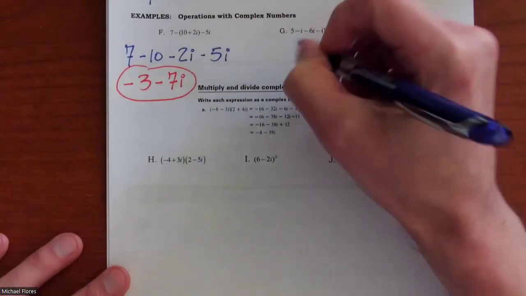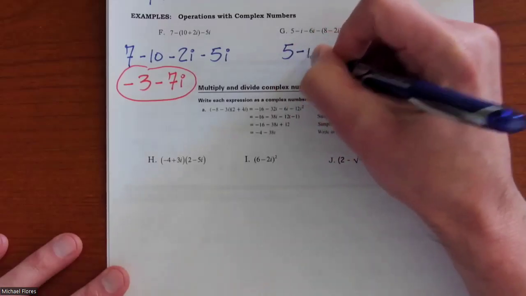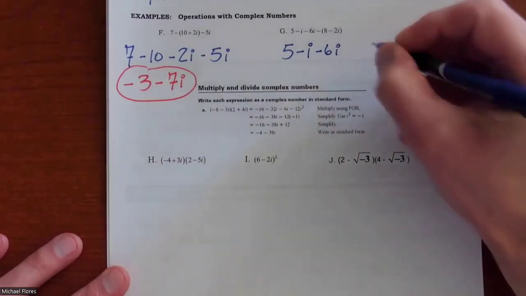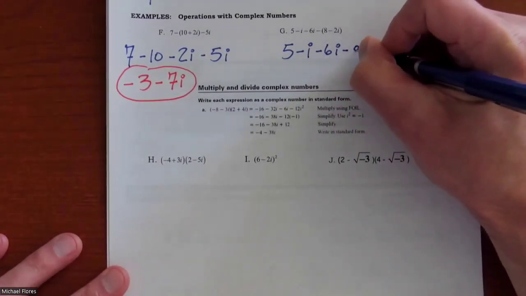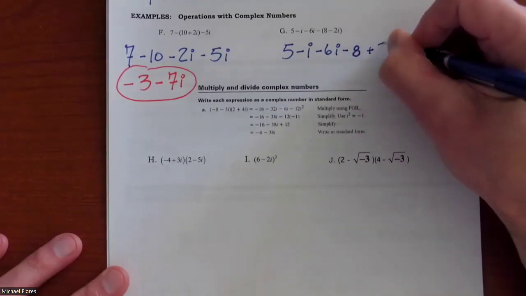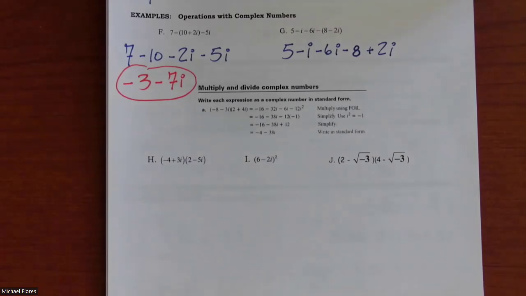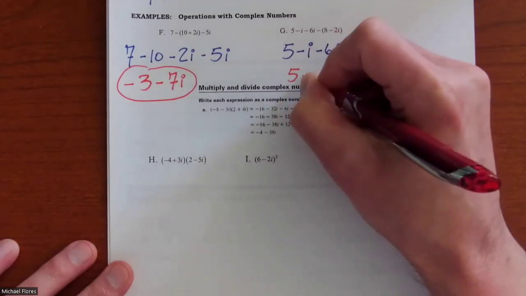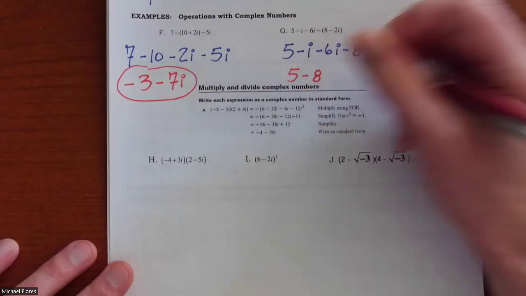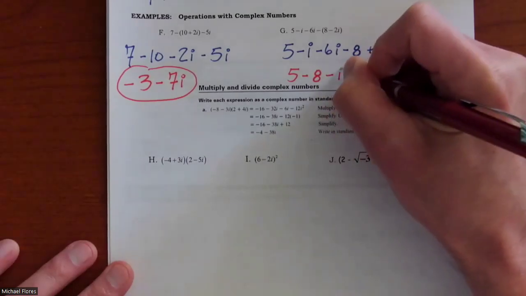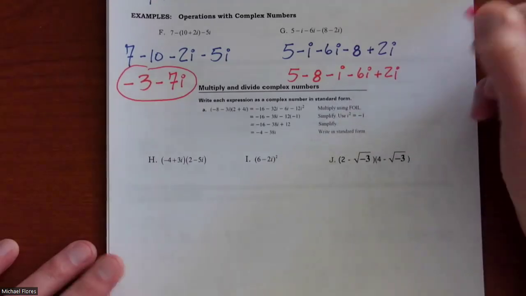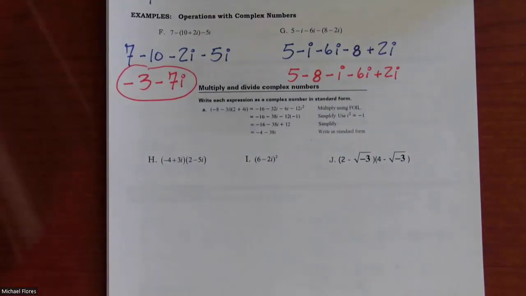All right, here, let's see. Let me start rewriting some stuff. 5 minus i minus 6i. Distribute that negative throughout the parentheses. Okay, now let me clean this up a bit. I got kind of a lot going on here. I'm going to group. See, I just rearranged things. That's all I did. Makes it a little bit easier to simplify, at least for me it does.